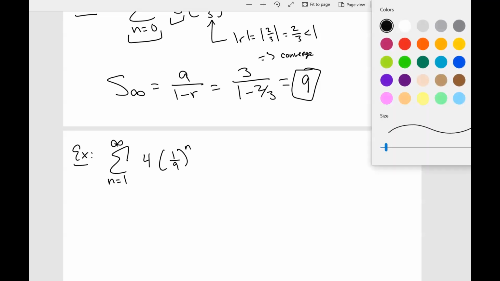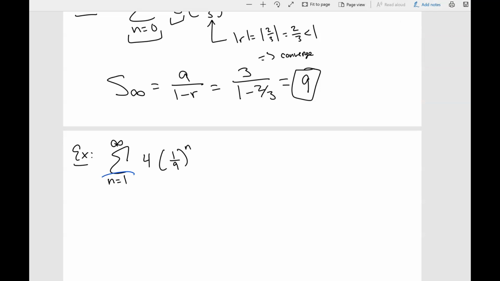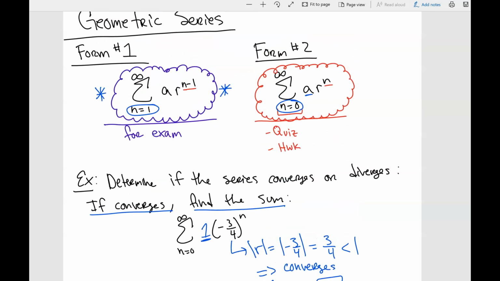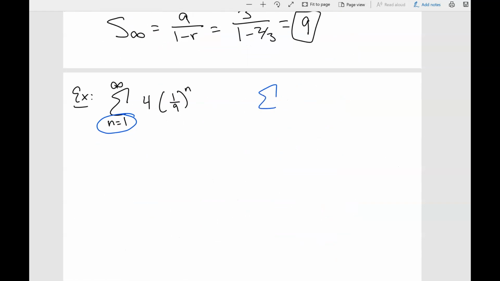Okay, so now in this case, this is going to be form number 1 because it starts at n equals 1. And if I rewrite form number 1, let me write it side by side, you'll see that this is a sum from n goes from 1 to infinity of a r^(n-1). So this is the type of problem that will be on your exam. Okay, so what you need to do is convert this n to n minus 1. So we're going to pull out one of them. So you have the sum from n equals 1 to infinity of 4 times (1/9)^n. Pull out 1, and then I'm left with n minus 1 left over.